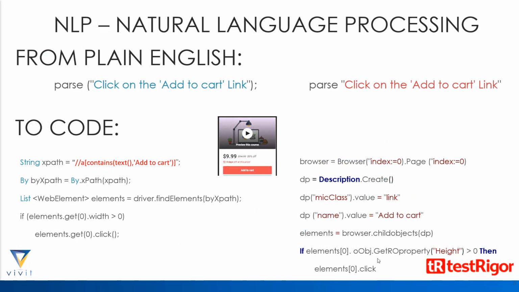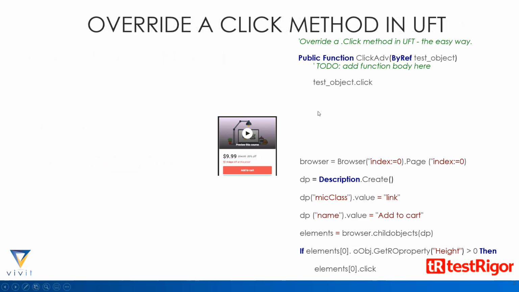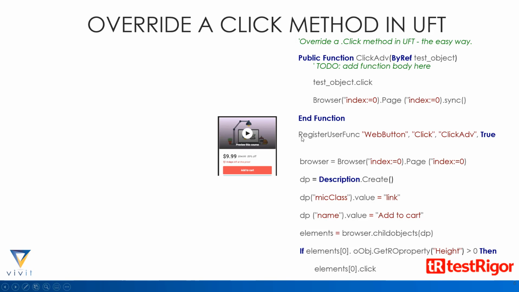Now there's one more trick with this code, which is this elements click down here. You might think we'd have to replace every click with a click method. So in UFT, there's actually a really simple way of forcing every click that you've got to do whatever code that you actually want to do. You would create your own function like click advanced over here, and then add in, let's say I want to do a synchronization of the page after every click so that I don't overrun the execution, and then use register user function with a web button, click advanced, true.